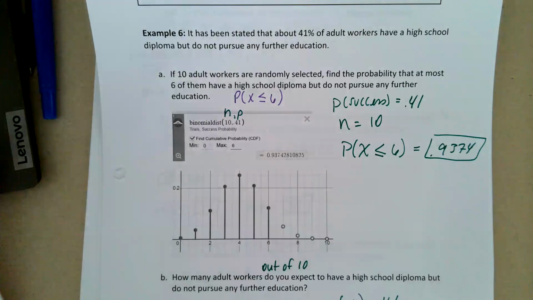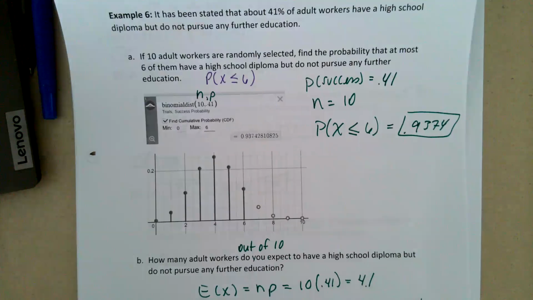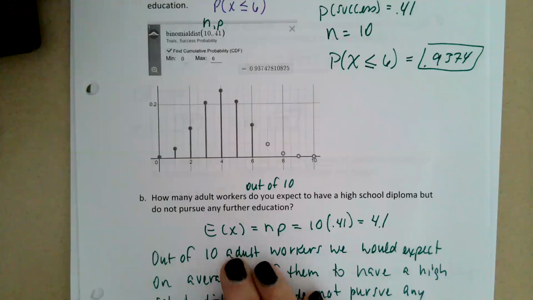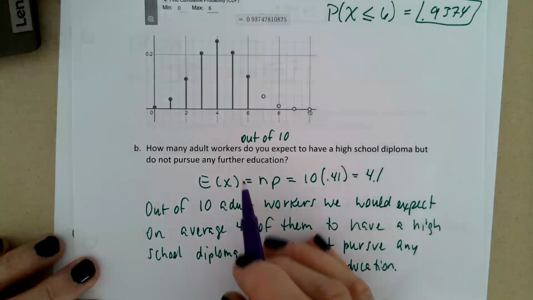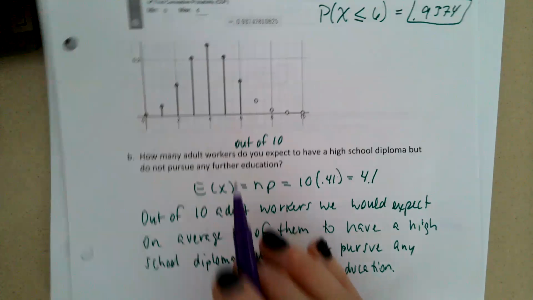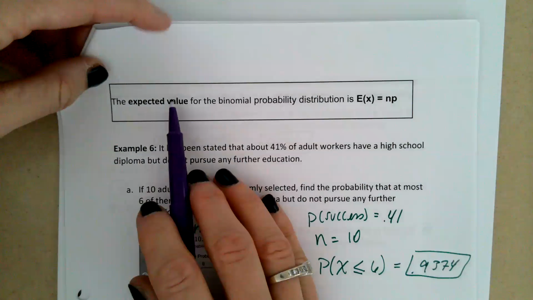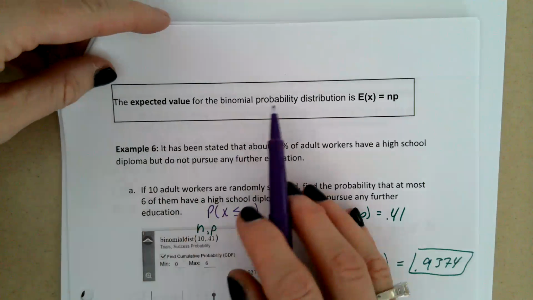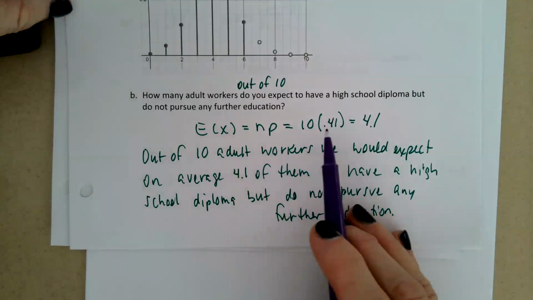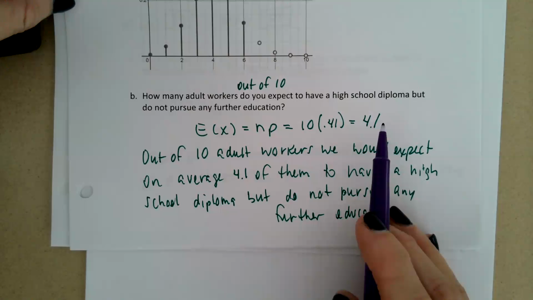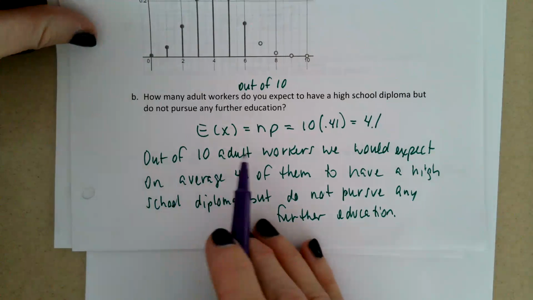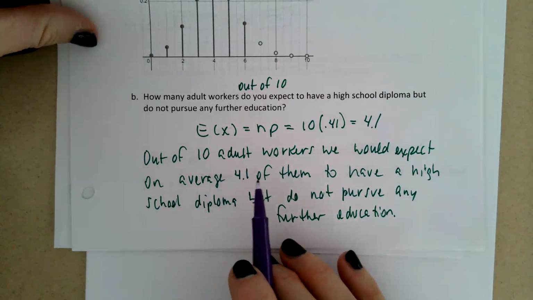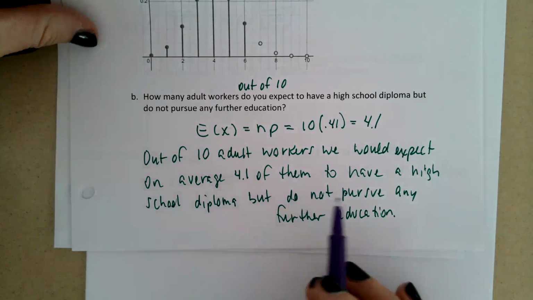The next part, letter B, says, how many adult workers out of 10 do you expect to have a high school diploma, but do not pursue any further education? So expected value for a binomial situation is given here in the box. The expected value for the binomial probability is found by taking just n times p. So if we do n times p, that would be 10 times 0.41 or 4.1 students, adult workers. So the description that we would give is out of 10 adult workers, we would expect on average 4.1 of them to have a high school diploma, but do not pursue any further education.